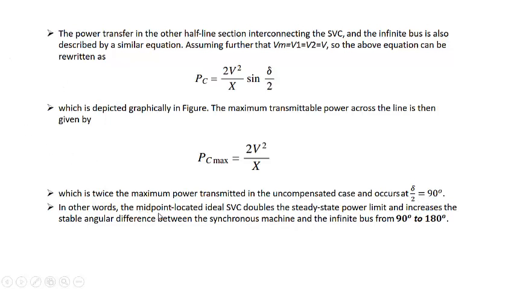In other words, the midpoint ideal located SVC doubles the steady state power limit and increases the stable angular difference. That is very important. Stable angular difference between the synchronous machine and infinite bus from 90 degrees to 180 degrees.